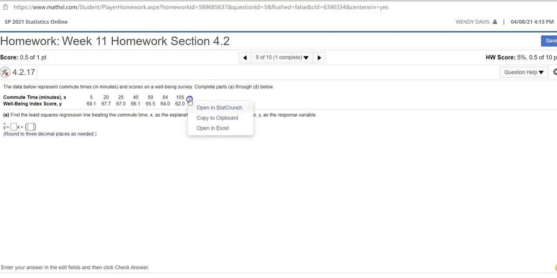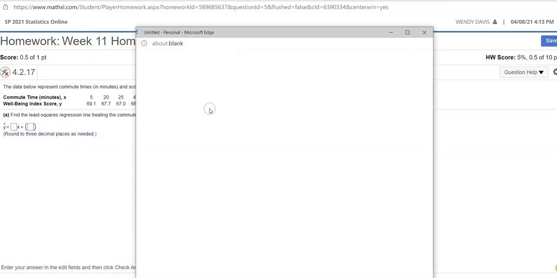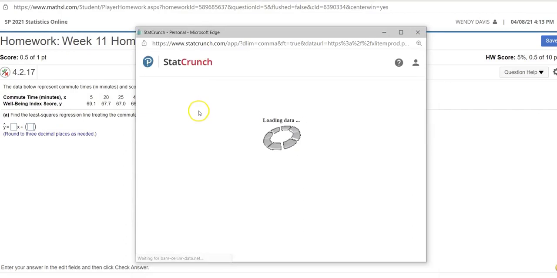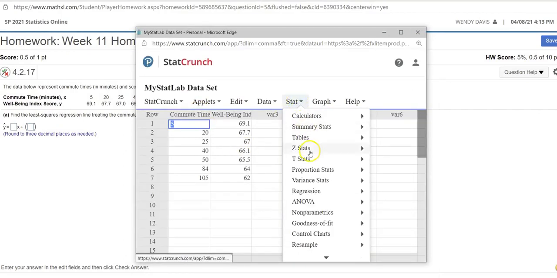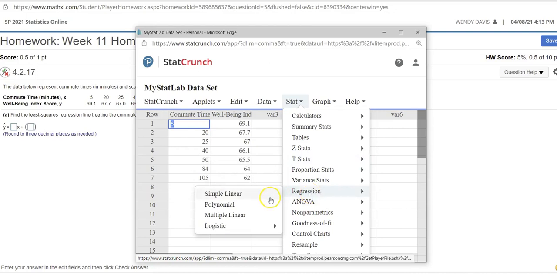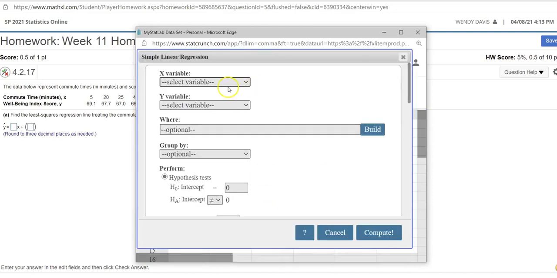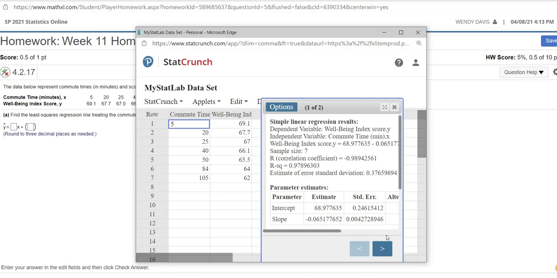Okay, we're going to click the box, open in StatCrunch. Stat, Regression, Simple Linear, select X and select Y, Compute. The slope is the number that goes in front of X, and the intercept is the number that does not have X.